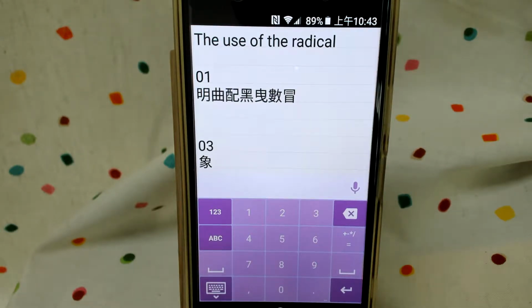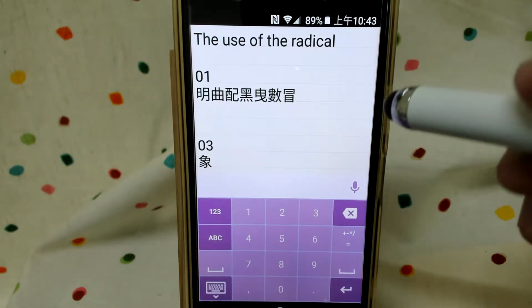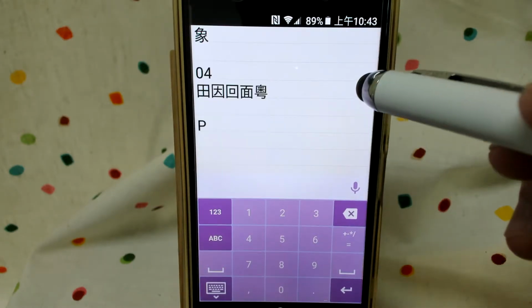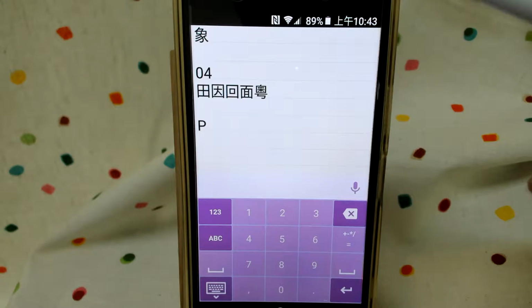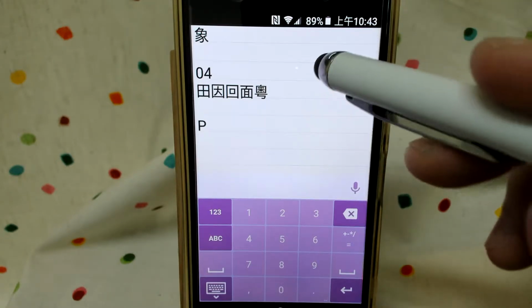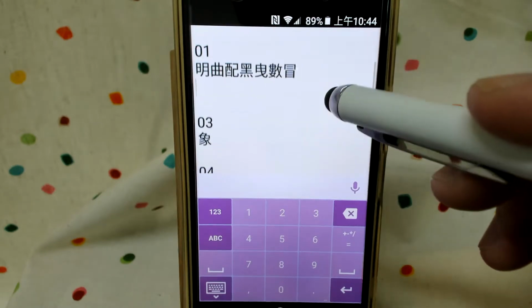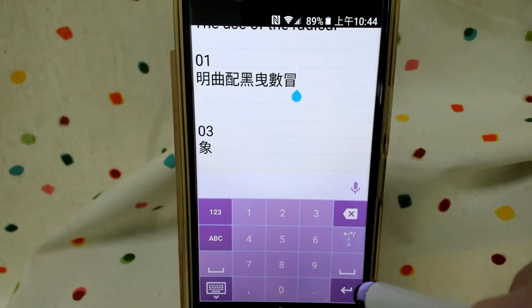Today I am going to introduce the use of the radical 01, 03, and 04. If you are using Array 30 on your keyboard, they all belong to letter P. Okay, let's begin with 01.